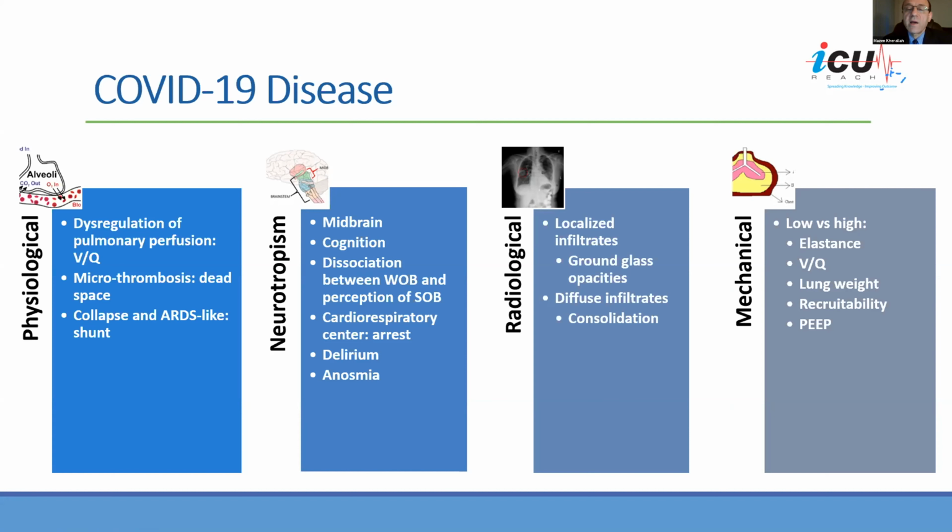Radiologically, we have mentioned ground glass opacities, localized or diffuse infiltrates bilaterally with consolidation. And more importantly, mechanically, we were able to differentiate between 2 different types, the low versus high, and we'll explain that in terms of elastance, the VQ, the lung weight, recruitability, and PEEP.